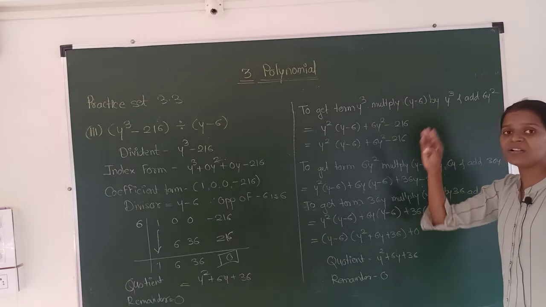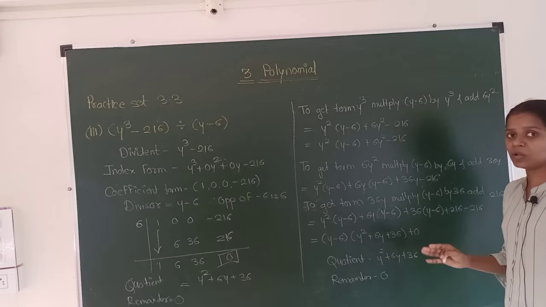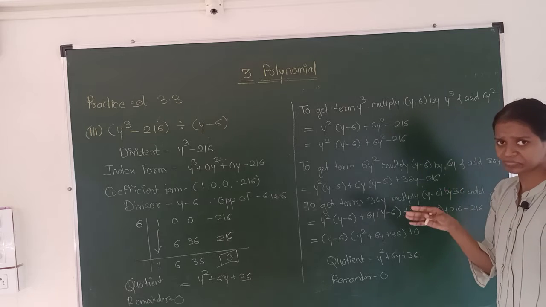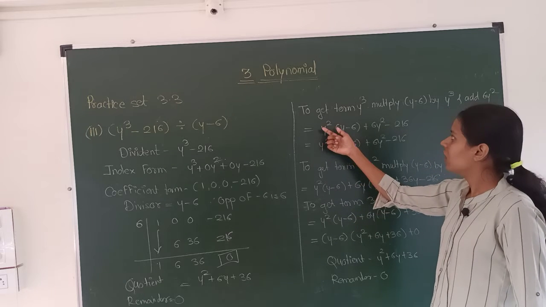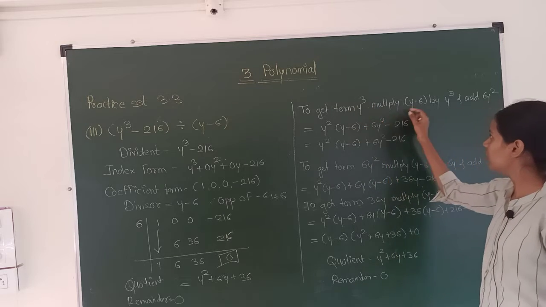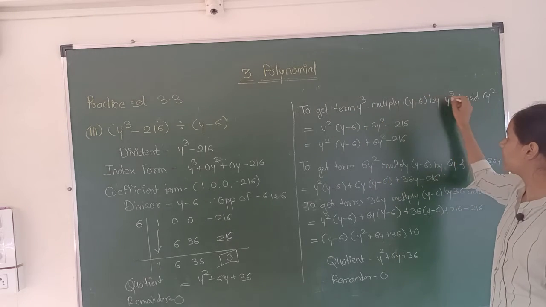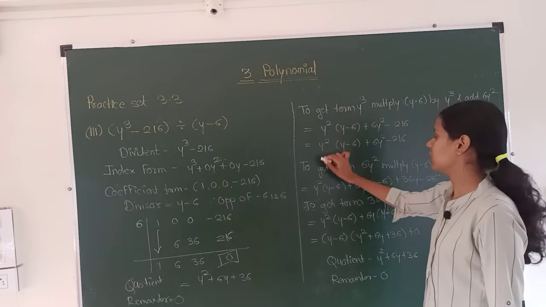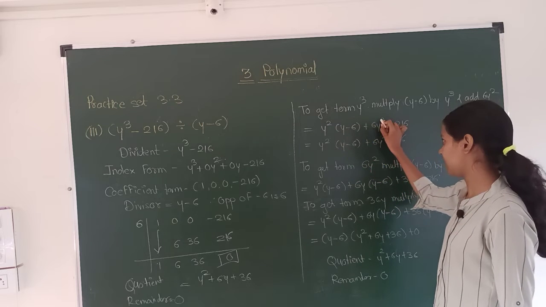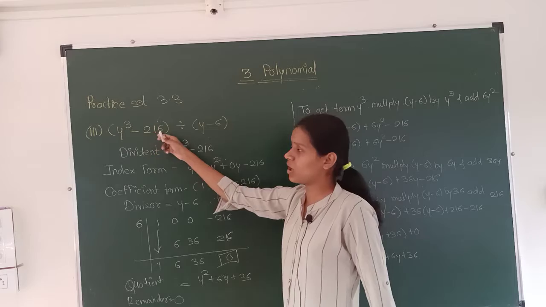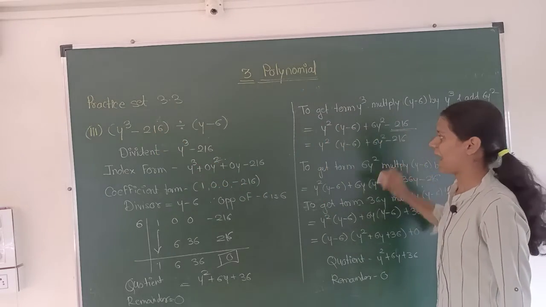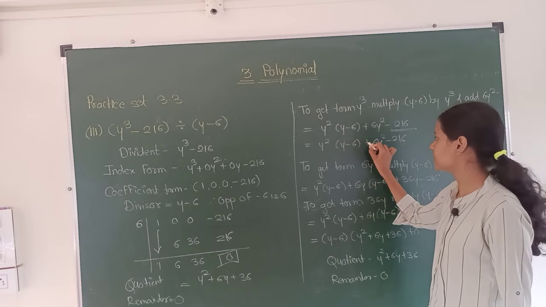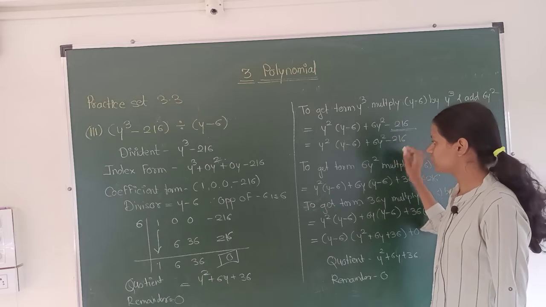We have studied all this in the 8th standard, how to solve the polynomial. We are just solving it horizontally in the linear method. So to replace this first term, we will multiply y minus 6 by y^2 and add 6y^2. So we write y^2(y - 6) + 6y^2, and the remaining term is minus 216. We have written the term as it is. Now y^2(y - 6) + 6y^2 - 216.